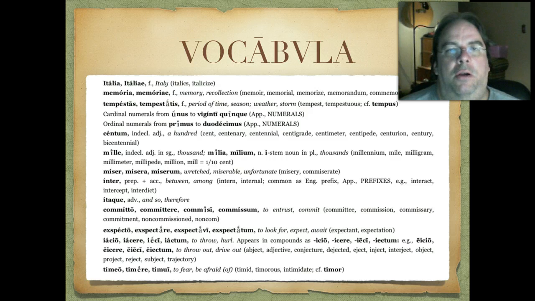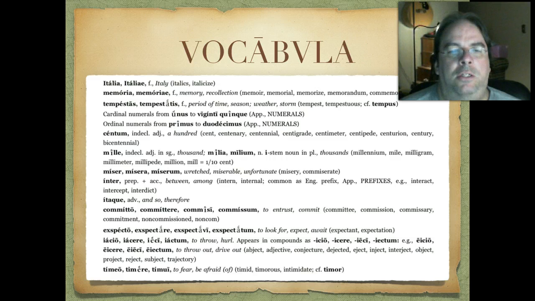Some adjectives. Miser, misera, miserum. Like it sounds, means wretched, miserable, unfortunate. A preposition that takes the accusative case, inter, means between or among. You'll see this quite a bit, probably a couple of examples in the sentences of inter plus the accusative. And here's one of those little words they love in Latin, little adverbs: itaque, means and so and therefore. They use them when they tell stories.